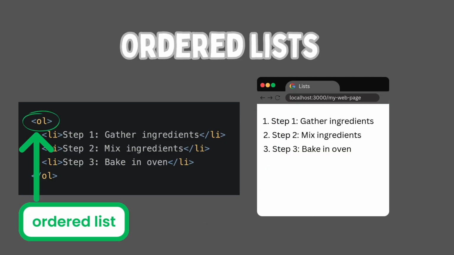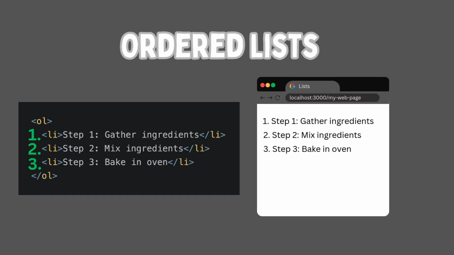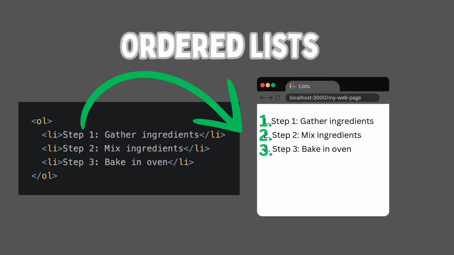Here we use the OL tag to create an ordered list. The browser numbers each item, so it's clear that these steps should be followed in order. As you can see, each item is numbered automatically. This is great for instructions or any list that needs a specific sequence.